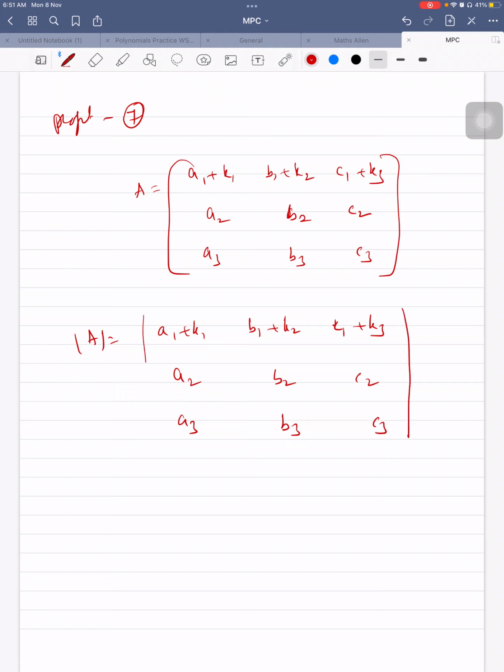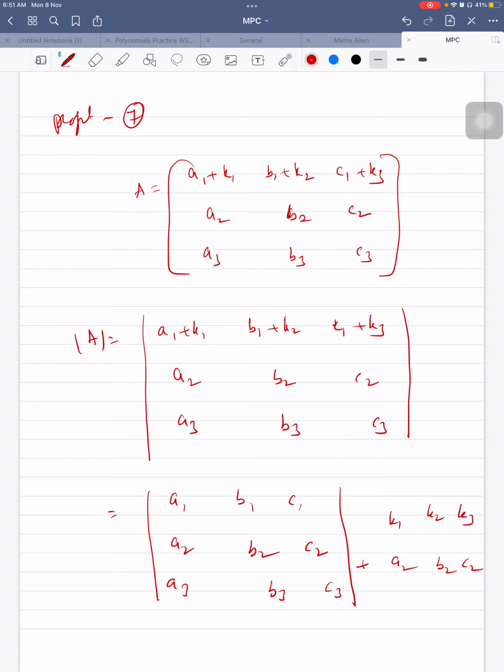This can also be written, or we can split it, into A1, B1, C1, A2, B2, C2, A3, B3, C3 plus K1, K2, K3, A2, B2, C2, A3, B3, C3. This way you can write and find the determinants individually, and then you can add them, and you will get the original one.